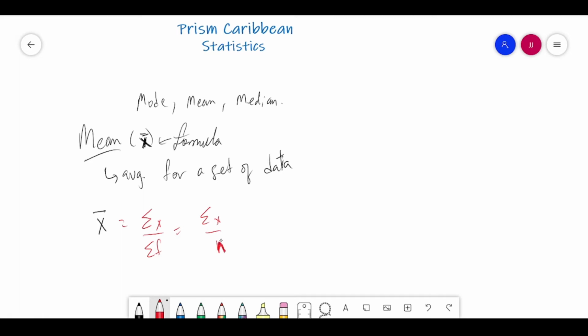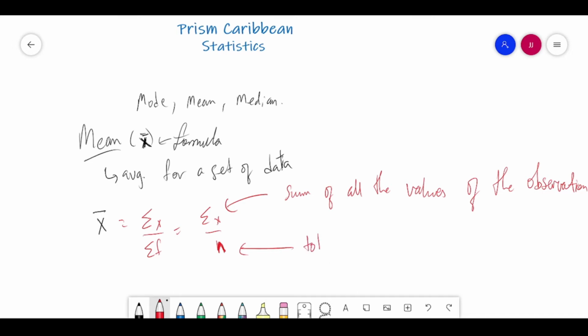So it's just supposed to be a letter N, right? So this on top here, which of course we know they are equal, so they mean the same thing, right? This on top here, the numerator, means the sum of all the values of the observation. This here is basically the total number of observations, total number of observations or total frequencies.